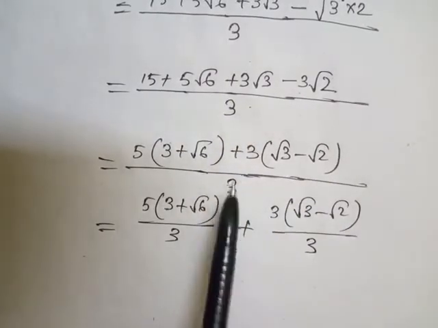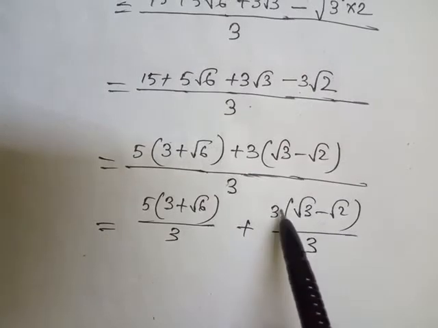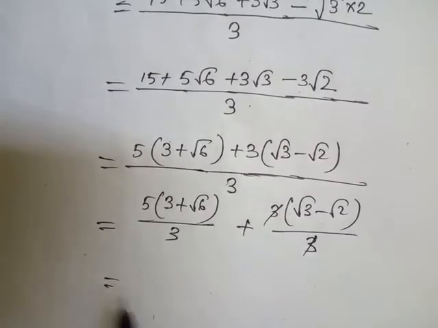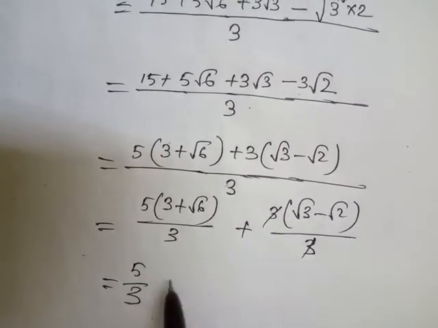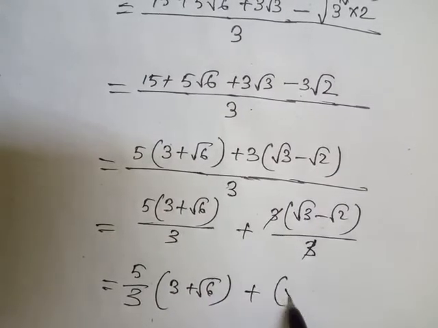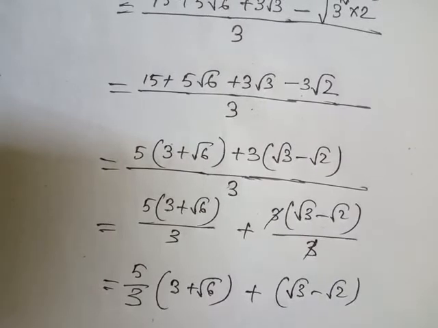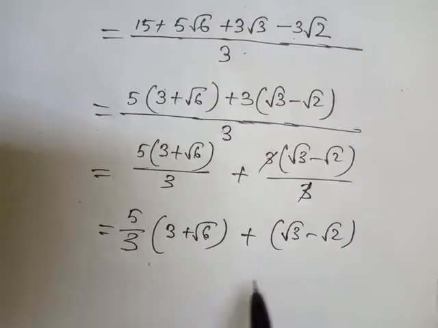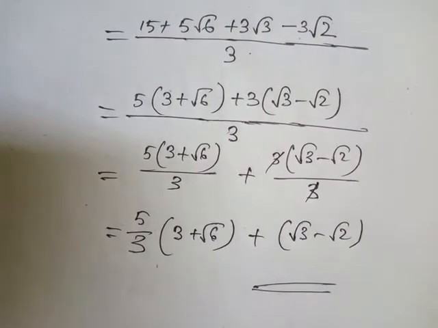If we do this step also it will be okay, and if we do this step then at least we can cancel 3 here. So 5/3 plus root 6 plus root 3 minus root 2, this could be the answer of the rationalization. If we write up to this much it will be okay.